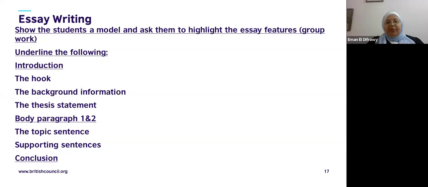So for example, you tell them the first paragraph is the introduction. I want you to underline the hook, the background information, and the thesis statement. And then look at the first body paragraph, underline the topic sentence, and then underline the supporting sentences. Sometimes there is a sentence or two for the conclusion in the first body paragraph, so they could underline this as well. Look at the second body paragraph and underline the same things, the topic sentence, the supporting, and the conclusion. And then they have the conclusion for the whole essay at the end. So we can do the same thing with essays.